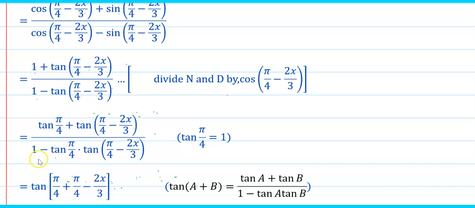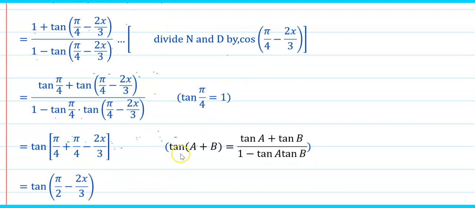That's 1 minus tan of pi by 4 into tan of pi by 4 minus 2x upon 3. Now this is the expansion of tan of a plus b. What's tan of a plus b? Tan a plus tan b upon 1 minus tan a into tan b. But what is a here? A is pi by 4. What about b? Pi by 4 minus 2x upon 3.